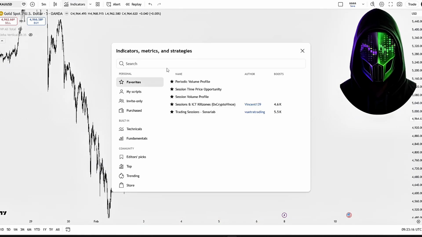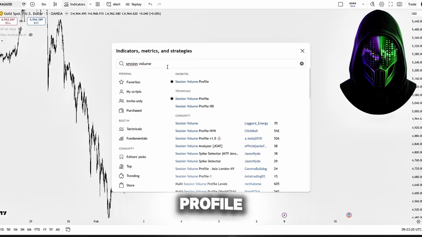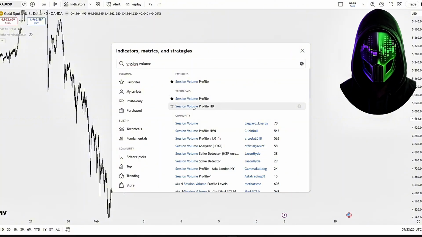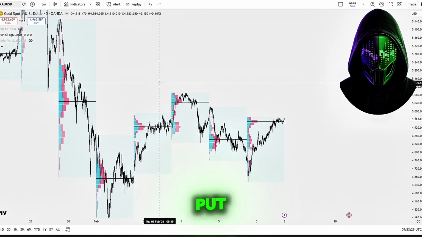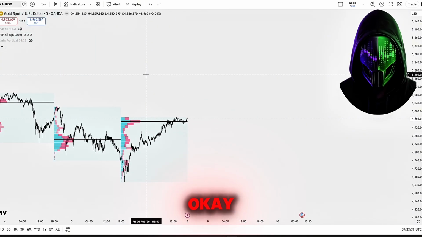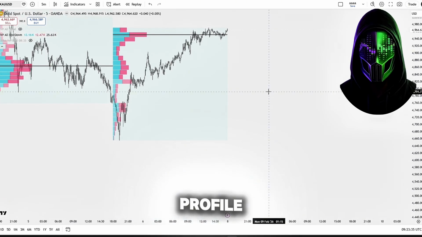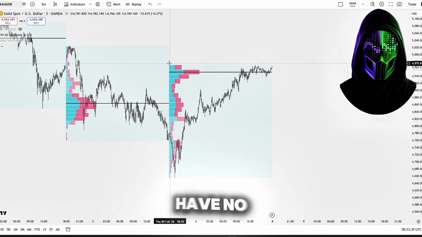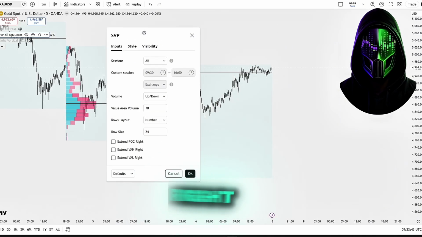Session volume profile. This can be session volume profile normal or AG, whatever, it doesn't change. Okay, and you put it here. Now I have my volume profile right here. What I do right now, because I have no value area low and no value area high, is double click it.